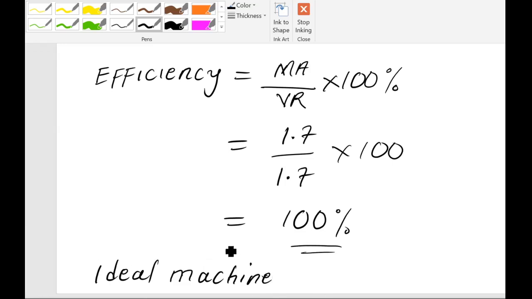That is, if you are asked to state what type of machine it is. But usually, most of the times, the efficiency is always less than 100% because some of the effort is used in overcoming friction.